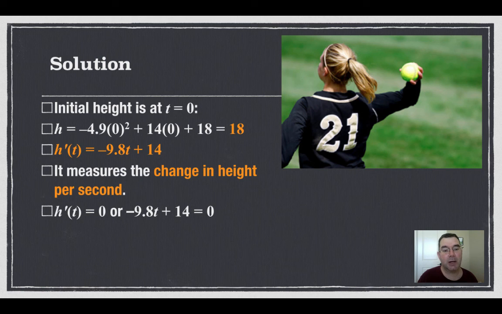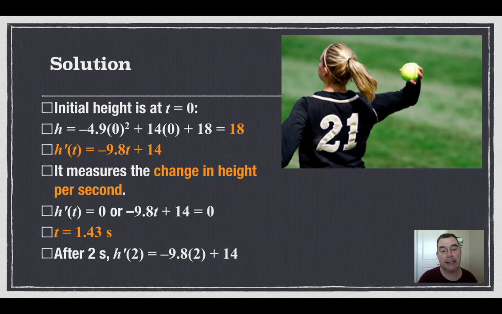All right, to figure out where the maximum is, I'm going to figure out where the first derivative is equal to 0. The first derivative I've already calculated as being negative 9.8t plus 14. So if that's equal to 0, then the time is 1.43 seconds. So that's when it reaches its maximum height.